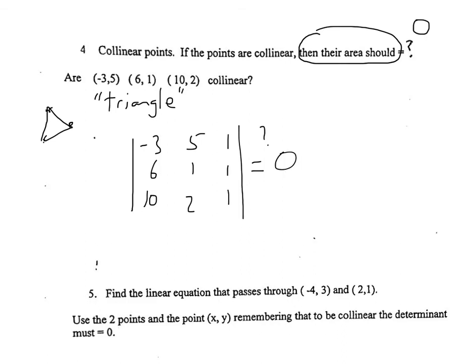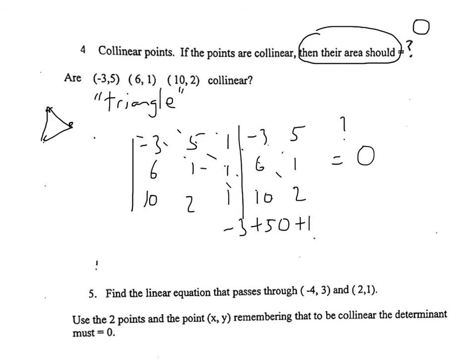That's the question. And so I'm going to do diagonals. Give myself a little more space to work with here. So -3, 6, 10, 5, 1, 2. And I want to see, does this equal 0? So -3 plus 50 plus 12. So that's going to be, what's that, 59? 47 plus 12.